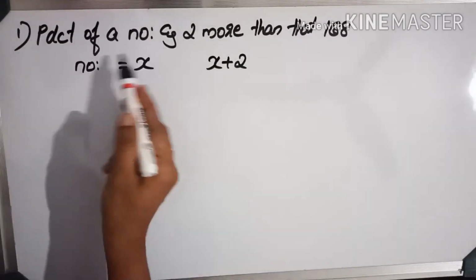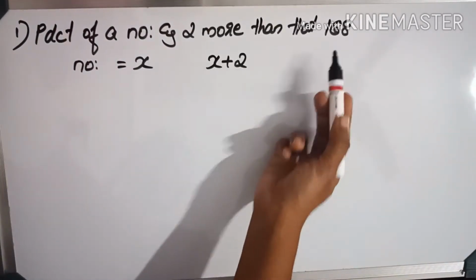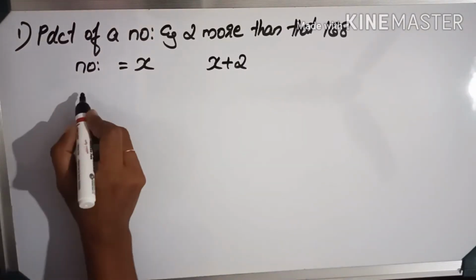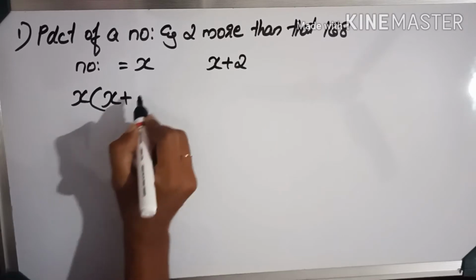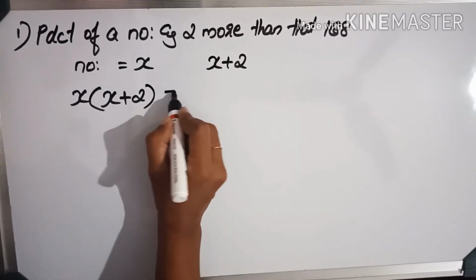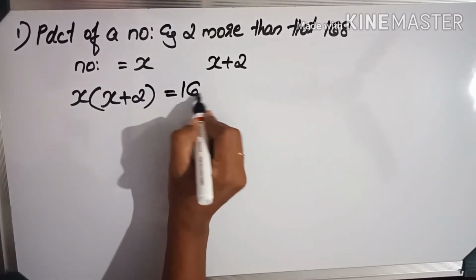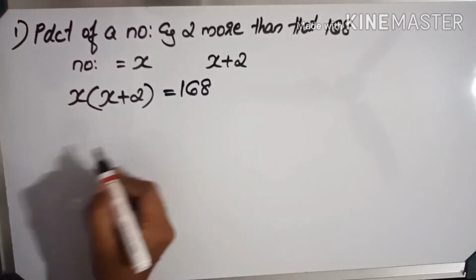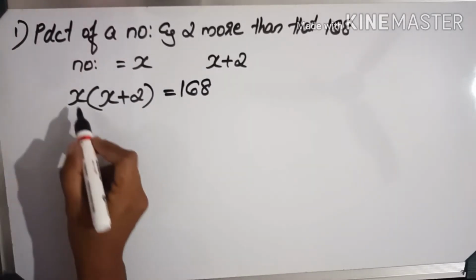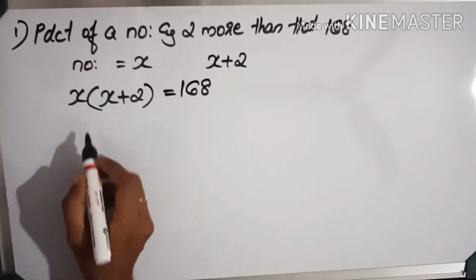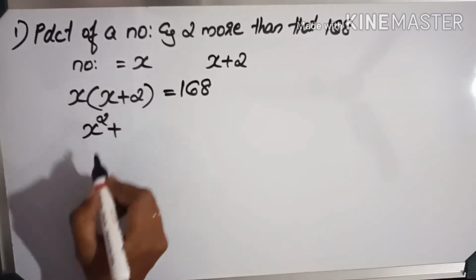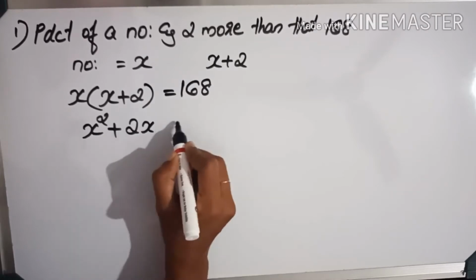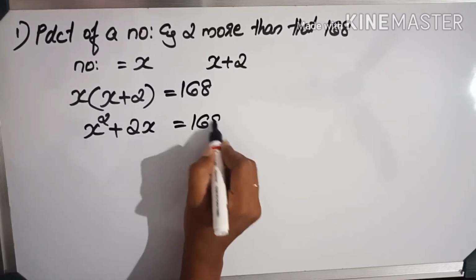And it is given the product of these two is 168. So we can write x into x plus 2 equal to 168. Now we need to find this number. So let's open the bracket. x into x is x square, plus x into 2, 2x, equal to 168.